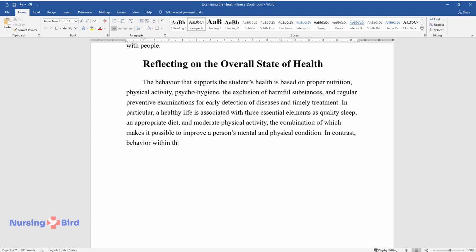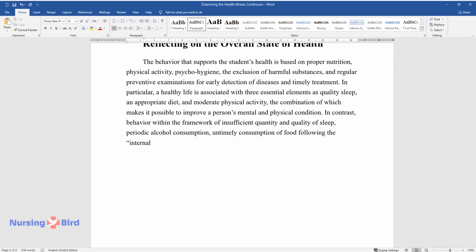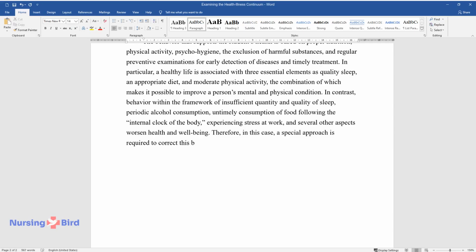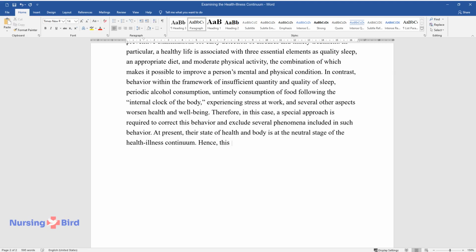In contrast, behavior within the framework of insufficient quantity and quality of sleep, periodic alcohol consumption, untimely consumption of food following the internal clock of the body, experiencing stress at work, and several other aspects worsen health and well-being. Therefore, in this case, a special approach is required to correct this behavior and exclude several phenomena included in such behavior. At present, their state of health and body is at the neutral stage of the health-illness continuum.